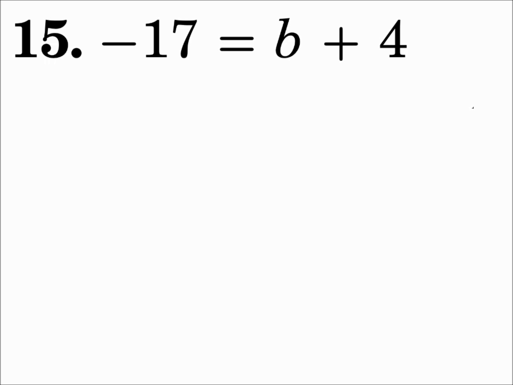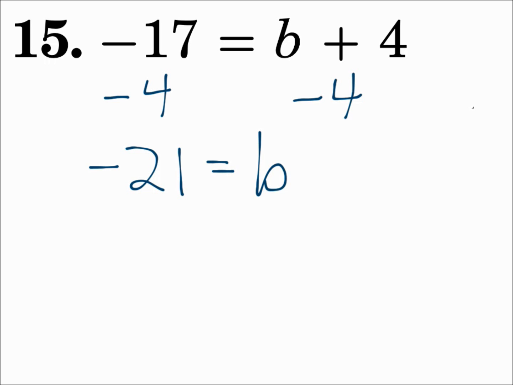Number 15. Negative 17 equals b plus 4. What's over there with b? A plus 4. So do the opposite and subtract 4 from each side. Negative 17 minus 4 is negative 21. And plus 4 minus 4 cancels out, leaving b.